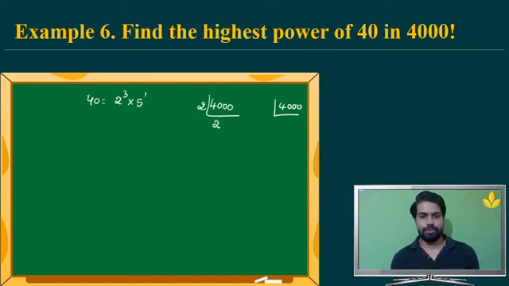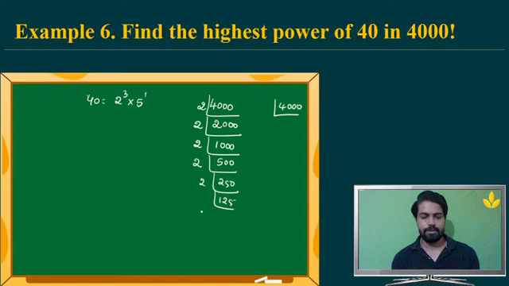So 2, 2000, and then 1000, 500. So it goes on: 250, 125, 62, 31, and 15. It goes on. So what I can understand is I have too many 2s. If I have too many 2s, obviously the number of 8s will be very much more. So let us talk about 5s then, better.